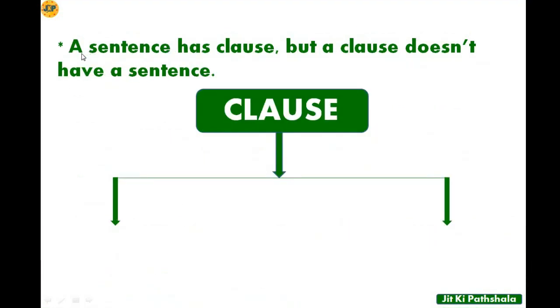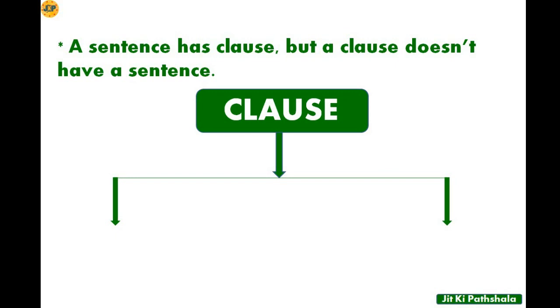We can say that a sentence has clauses, but a clause doesn't have a sentence. In a sentence, you can find 2 or 3 clauses, but in a clause, you will not find a sentence. Though it gives us a meaning by itself, it is not a complete sentence.